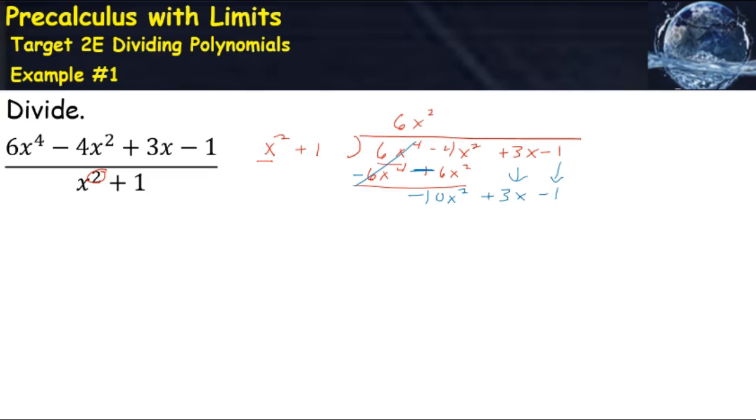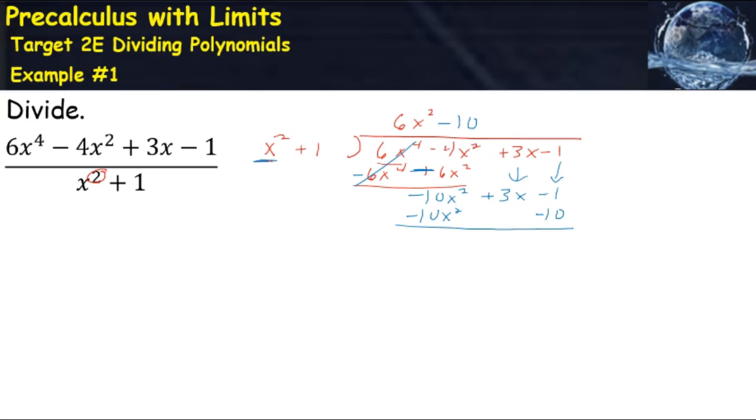Now I'm going to compare x squared again to this time the negative 10x squared, and I need to make it look exactly like negative 10x squared, so I'm going to multiply by negative 10. Now negative 10 times x squared is negative 10x squared, and negative 10 times 1 is a negative 10, but I'm going to write it over here underneath the negative 1, not underneath the 3x, because I have to be able to combine like terms.